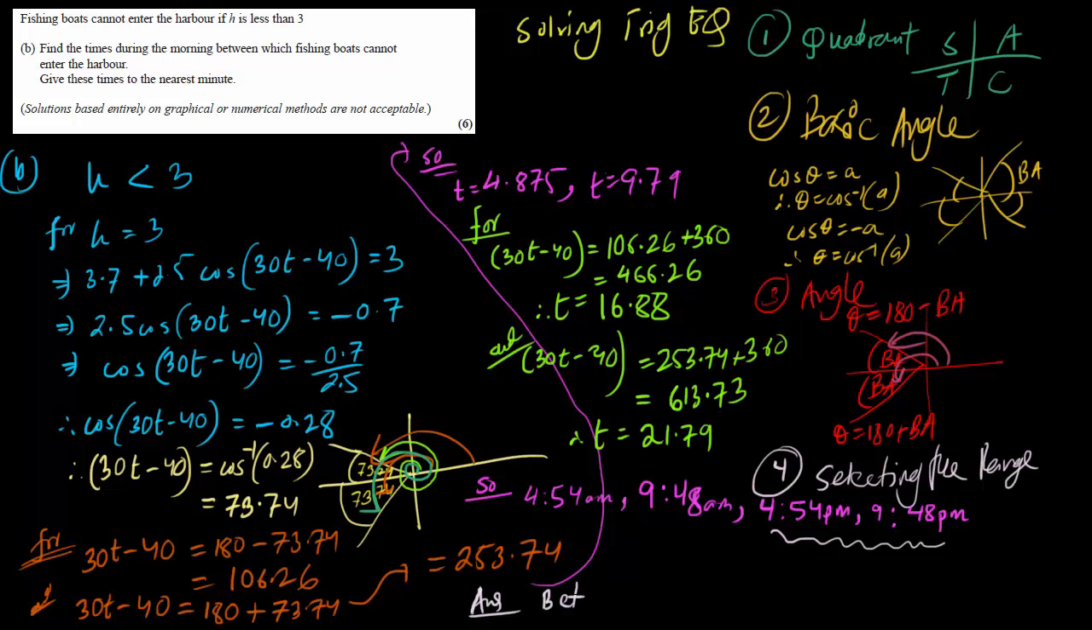So the time in the morning is going to be between 4:54 a.m. and 9:48 a.m. Remember, these times can also be written in 24-hour format. For example, 0454 or 0948. That is another format of writing down the time.